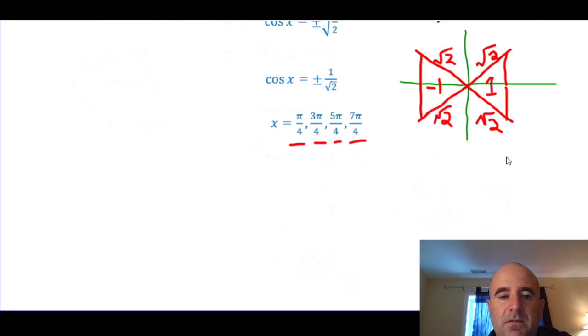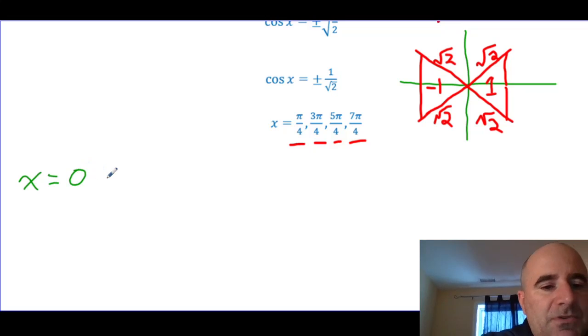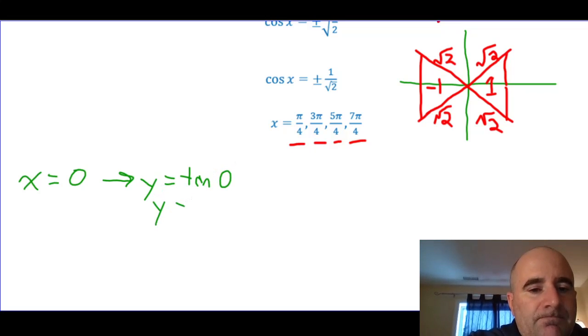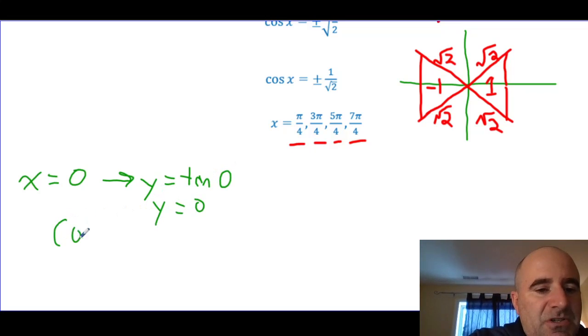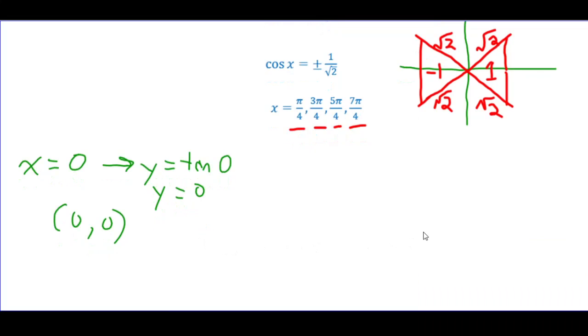Starting with x equals 0. If x equals 0, then y would be equal to the tan of 0, which is 0. So (0, 0) is a point of intersection. Okay, the next one, let's look at x equals pi.